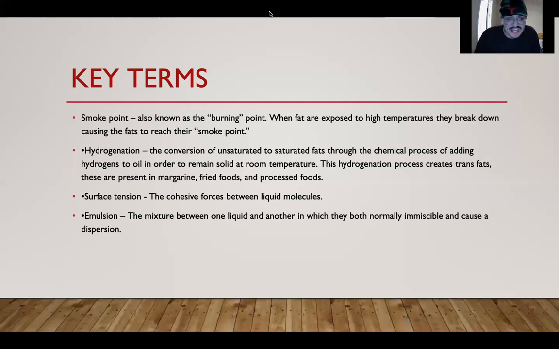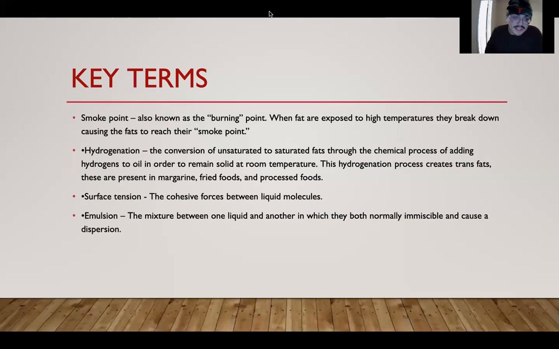Finally, we have surface tension, the cohesive forces between liquid molecules. So, for example, whenever you fill up a glass of water and it goes all the way to the brim, and you have that little dome of water on the very top, that is the surface tension right there. So it is the forces between those molecules, they want to stick together because like bonds like.